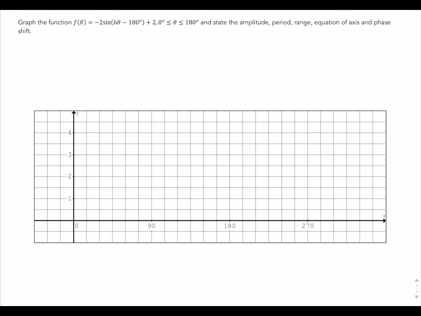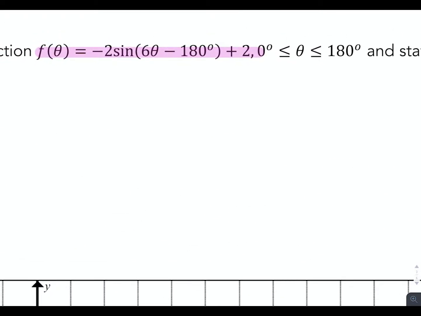Okay, we're going to graph this sinusoidal function, and by doing that we're going to first start by seeing if we can factor out the b term here, because that 6 doesn't really belong there. So I'm just going to rewrite this with the 6 out in front, open up a bracket, theta minus 30 degrees, close bracket, plus 2.